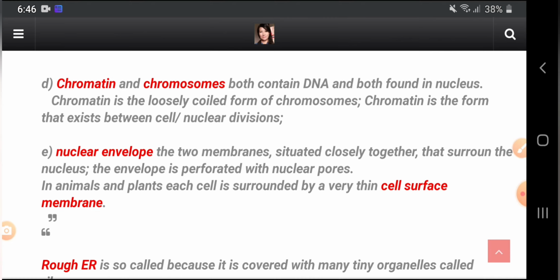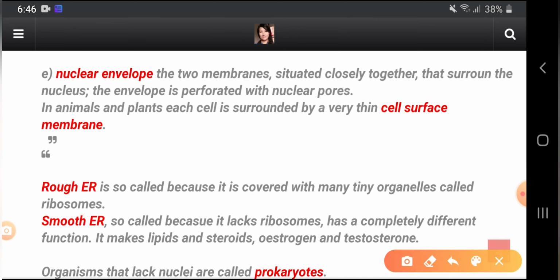Chromatin and chromosomes both contain DNA and both are found in the nucleus. Chromatin is the loosely coiled form of chromosomes, so chromatin is the form that exists between cell and nuclear division. Another difference: what is the difference between nuclear envelope and membrane? The envelope is two membranes situated closely together and surrounding the nucleus.